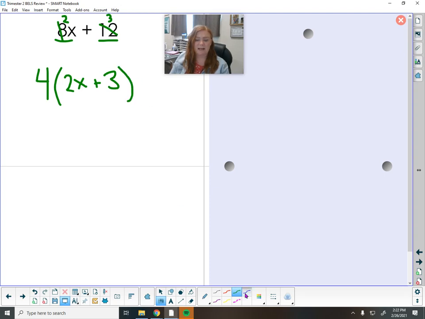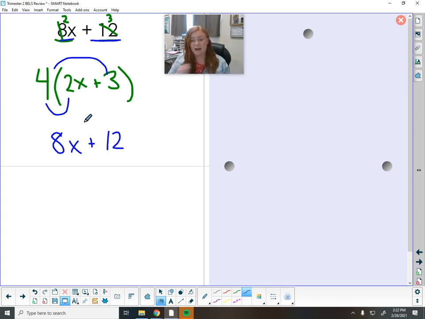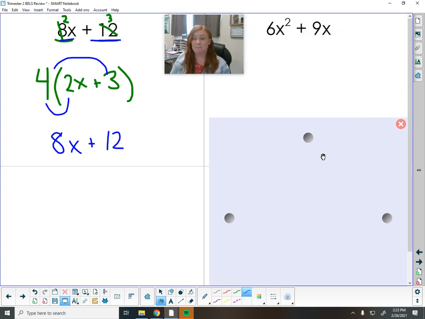It's always nice to go back and check. 4 times 2 is 8 with an x plus 4 times 3 is 12. 8x plus 12. So after we factor that out, we can distribute it back and make sure that our equations or our expressions all match each other.